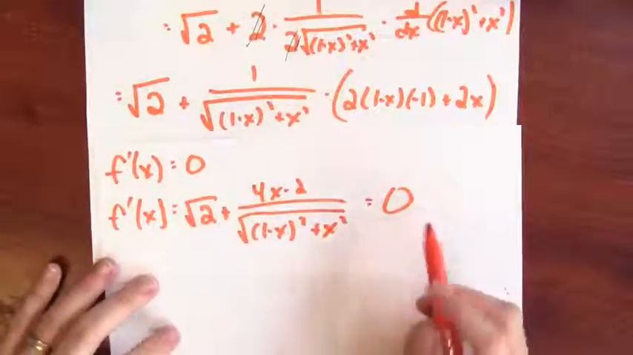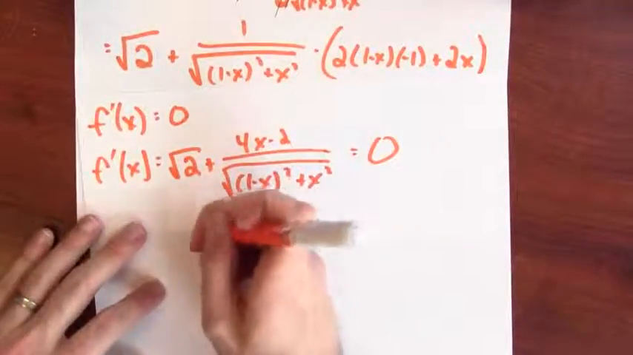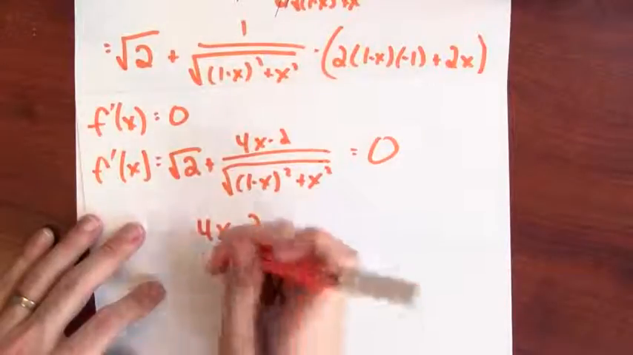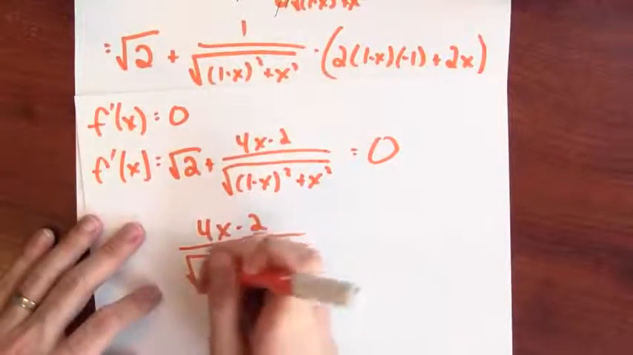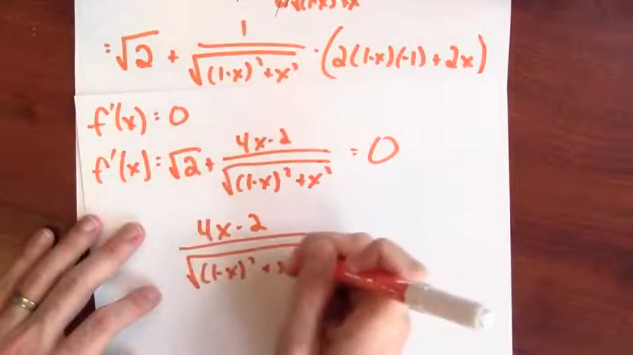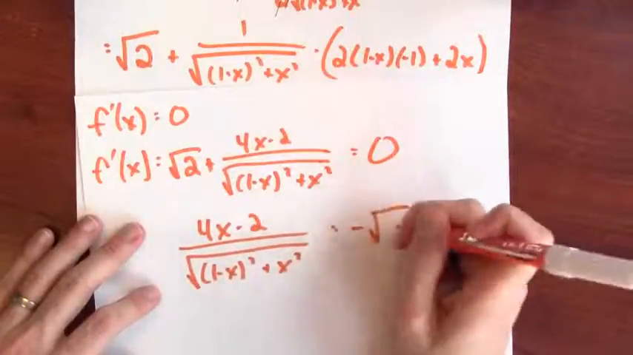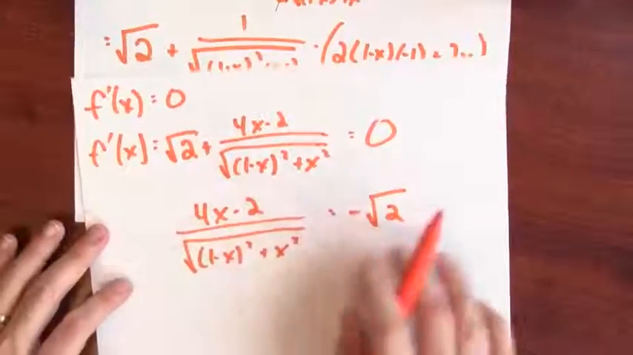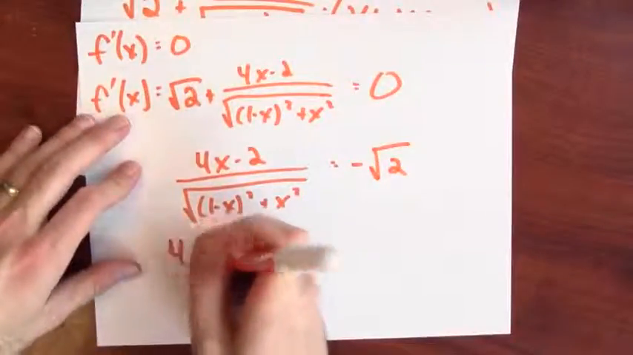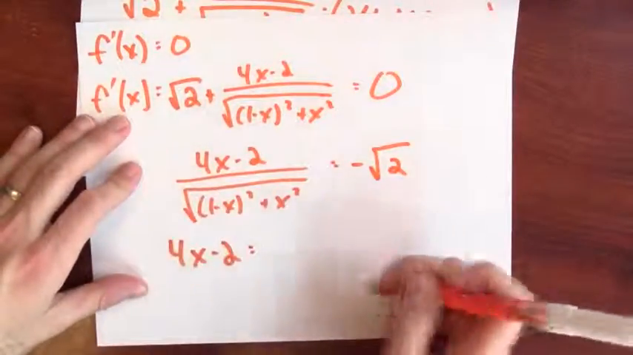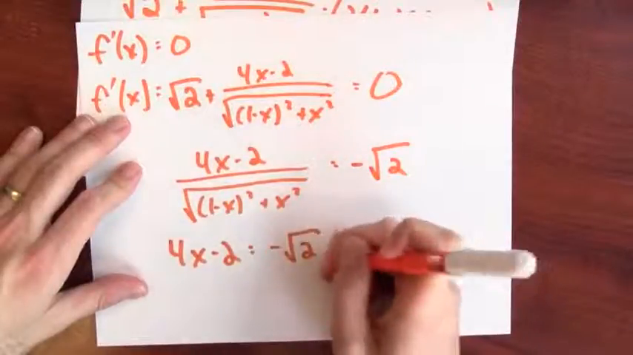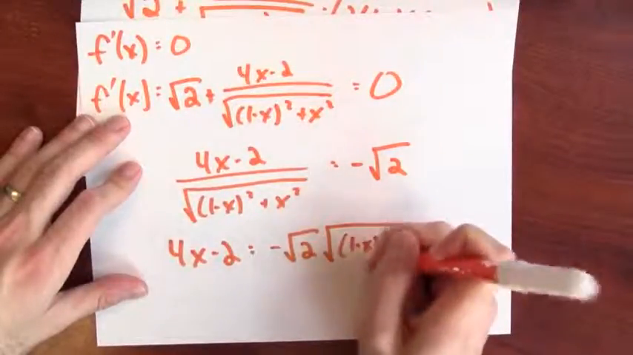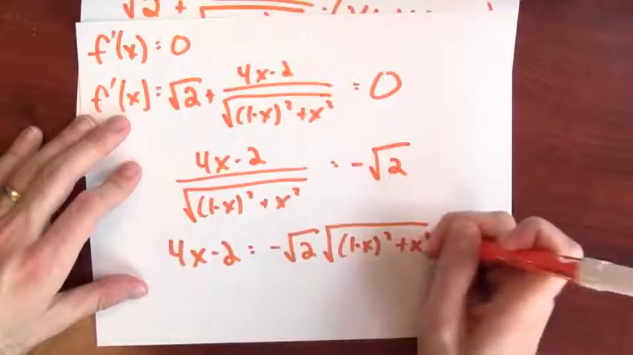I'll subtract the square root of 2 from both sides. That means I'm looking for values of x so that 4x minus 2 over the square root of 1 minus x squared plus x squared is equal to negative the square root of 2. And then I'll multiply both sides by this denominator. And that means I'm looking for values of x so that 4x minus 2 is negative the square root of 2 times the square root of 1 minus x squared plus x squared.